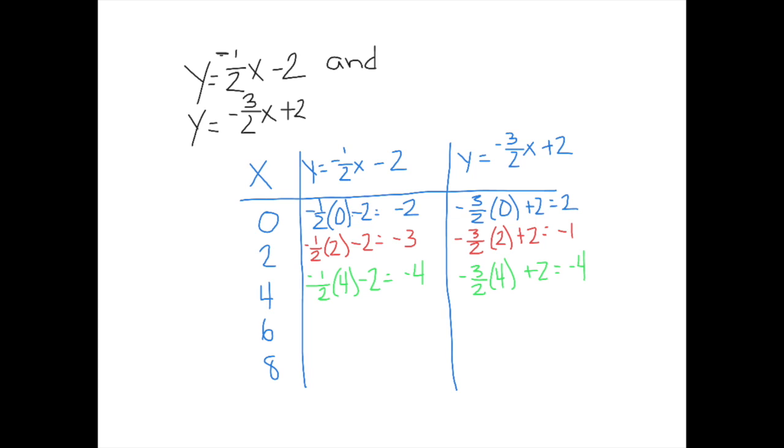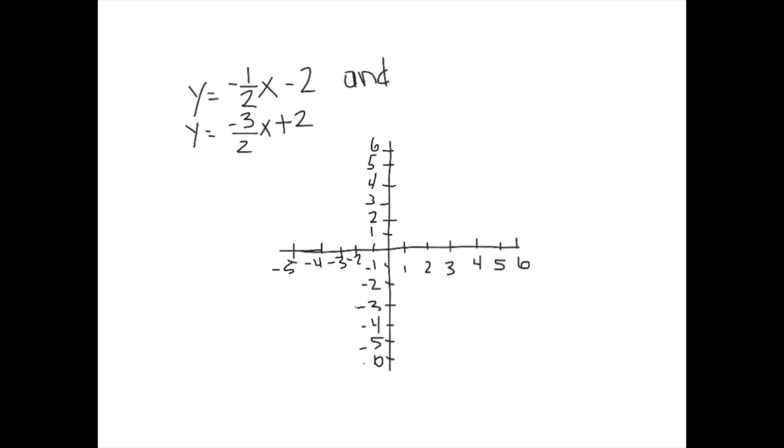Next, I plugged in 4, and when I plugged in 4, both equations turned out to equal negative 4. Since both my y values are negative 4, I can stop, because that is the solution: the y values are the same. You can also do this on a graph or on your graphing calculator.